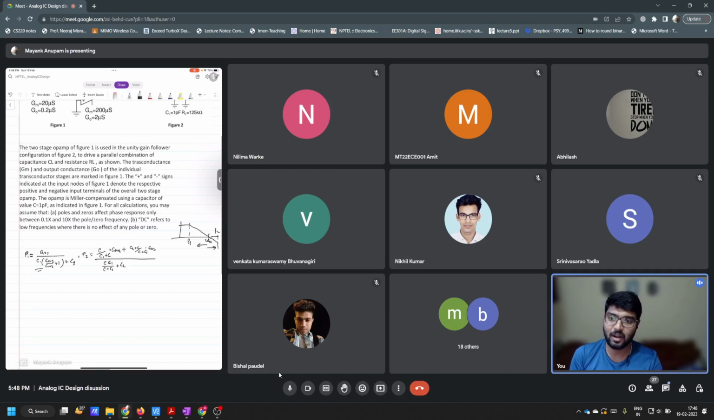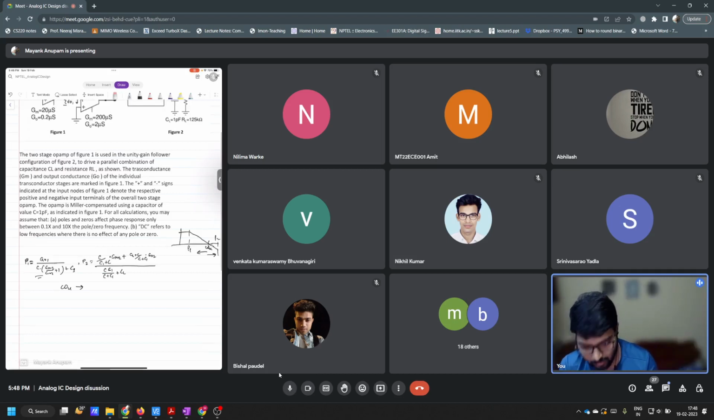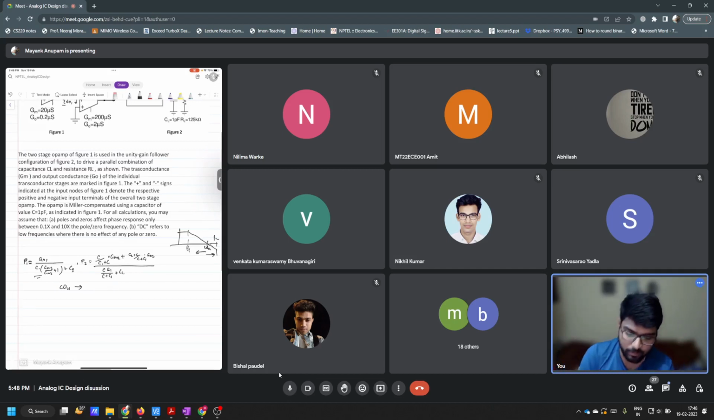These are the general approximations which people make while solving questions like this, because you have to find omega u. In almost all the questions you have to find omega u, and for omega u you have to assume something, otherwise your calculations will become very messy. So while doing this, if it turns out that P1 and P2 are very far apart, you can assume that P1 is much smaller than omega u and P2 is much greater than omega u.